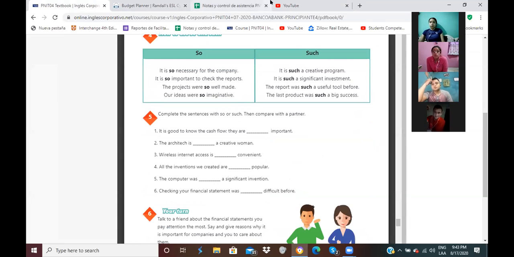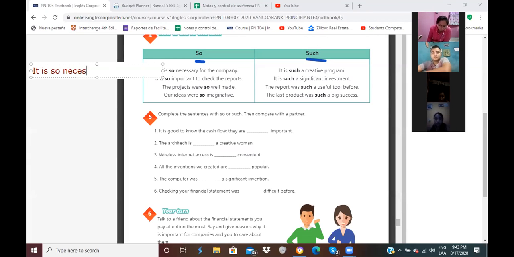All right, so we're going to look at so and such. The first one, repeat please. It is so necessary for the company. So I want you to notice that when you use so, you use the adjective. It is so necessary. So necessary is the adjective.